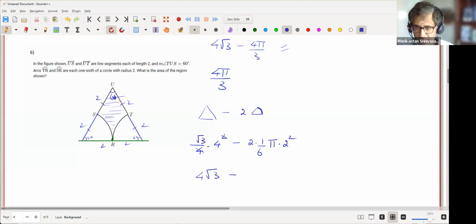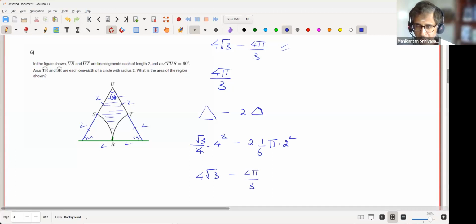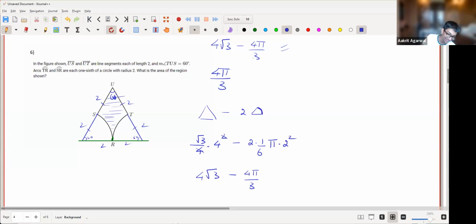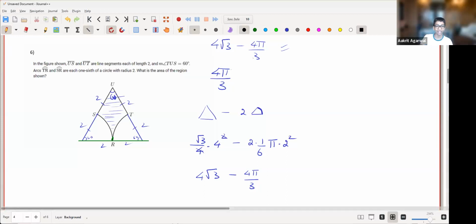And this becomes 4 pi by 3. Yeah, Akrit? I did lots of extra stuff. You did lots of extra steps. Not needed, right? You agree? Yes, sir. I made a line ST and then it formed a 30, 60, 90 triangle. So I got 2 for ST and both of those angles are 60. But how did you get the angle of the arc as 60 degrees?